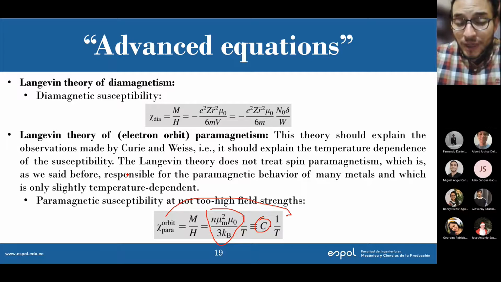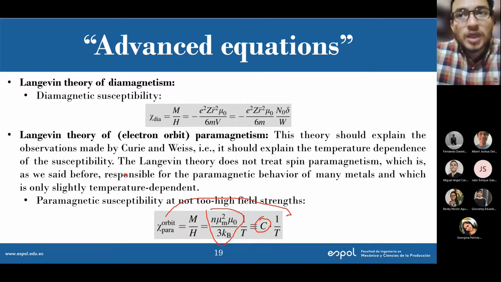So if we actually replace values, we will find values that are small and positive, which again are quite in agreement with experimental values for the susceptibility in paramagnetic materials. Any questions, guys? Is everything clear?